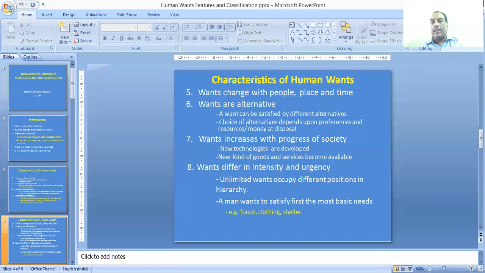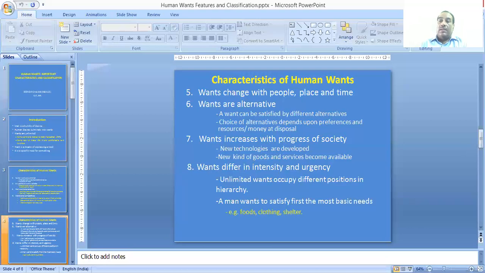Then wants are alternatives. A want can be satisfied by different alternatives. Choice of alternatives depends upon preferences and resources or money at disposal. Ultimately, it is the money, it is the resource that matters. We need resources, we need money to satisfy our wants, and thus we can go for satisfying our wants as long as our resources permit.